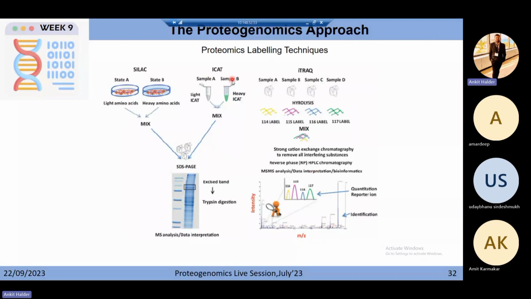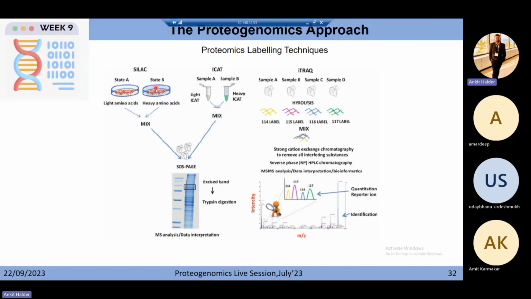Similarly, another labeling technique is ICAT, which tries to label a particular amino acid. So it will not be peptide-based labeling, but amino acid labeling. Sample A will have the light label, and sample B will be labeled with the heavy isotope. You will mix them, then perform the analysis and try to find out the difference in the quantification level between the heavy labeled and the light labeled.